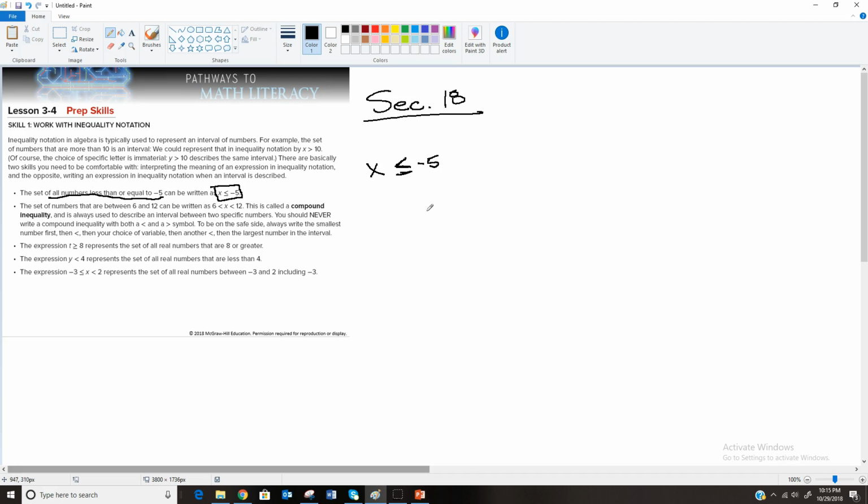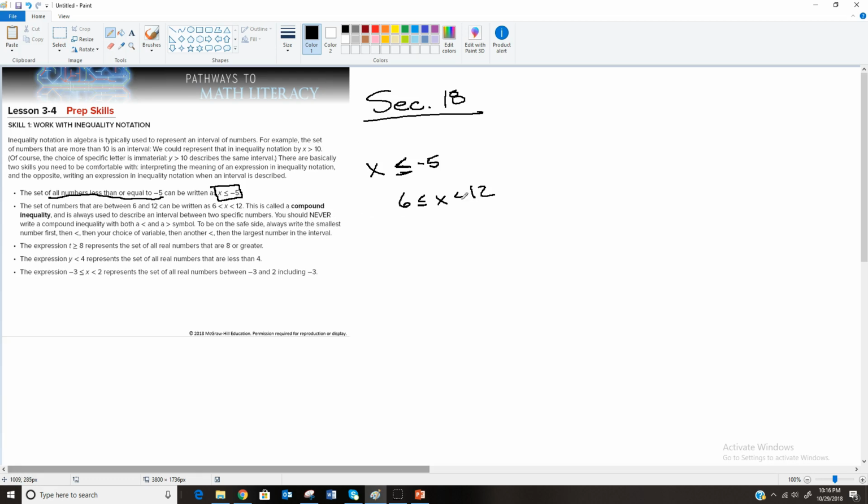The set of numbers that are between two numbers we write like this. So this would mean x would have to be between 6 and 12, but it couldn't include 6 or 12 because we don't have the equals. If we put an equals here, that means you could include the 6, like you would actually start at the 6, but then you'd have to go up to and stay under 12. That doesn't mean you stop at 11. You could have 11.9999999. It just can't get actually to 12. And that's called a compound inequality.